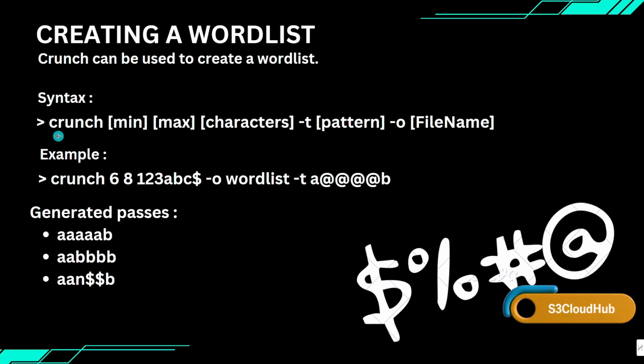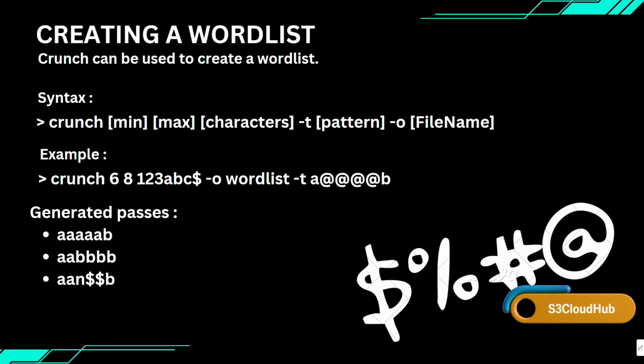All you have to do is just put the name of the tool and then you specify the minimum number of characters for the password to be generated. Then we are going to specify the maximum number of characters for the password. Then you specify the characters that you want to generate passwords from. For example, you can put all lowercase characters, all uppercase characters. You can put numbers, digits, or you can specify a smaller set to make the word list smaller.